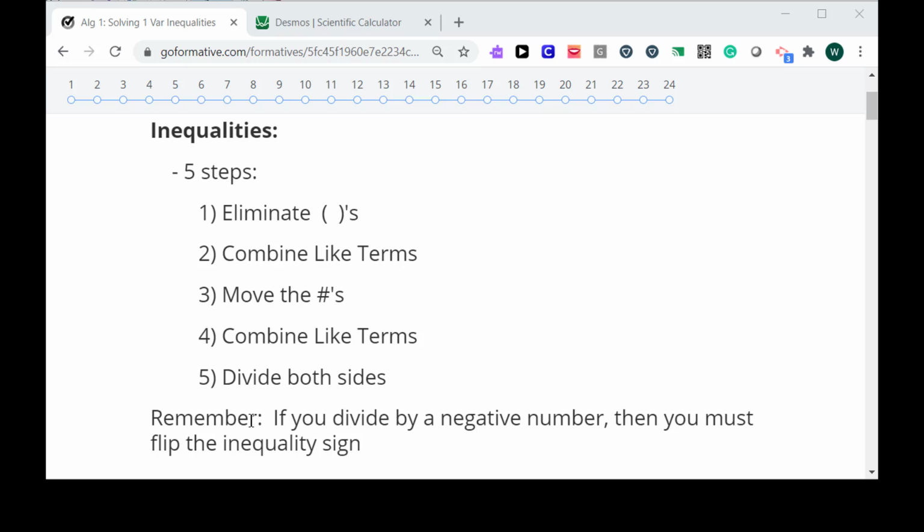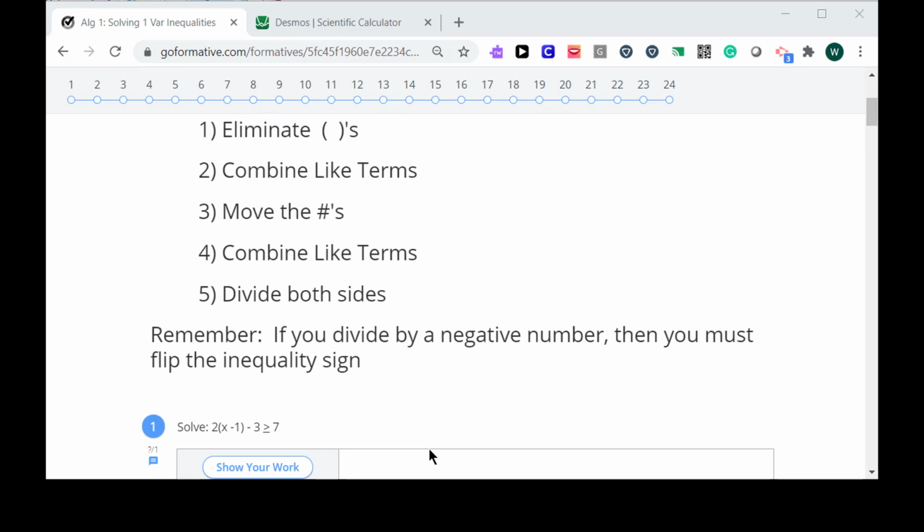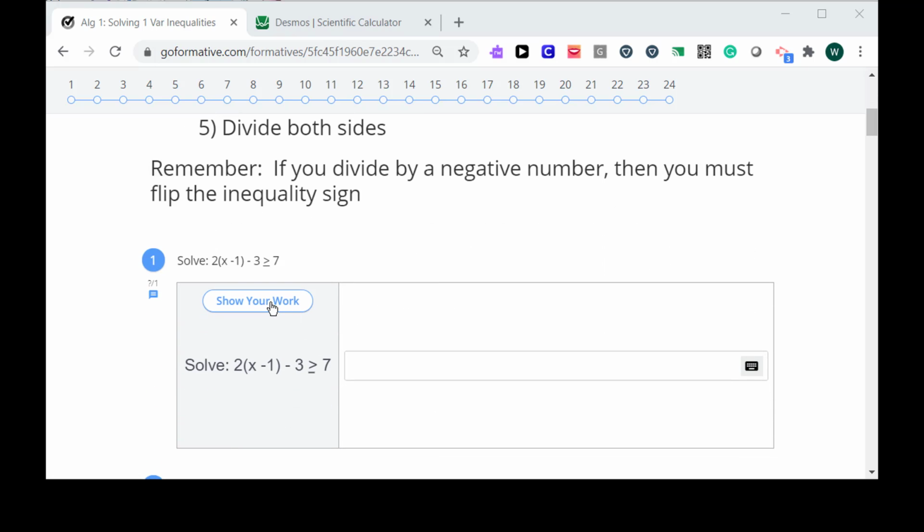There's one important rule that you need to remember about inequalities. And it is, if you divide by a negative number, then you must flip the inequality sign. So let's see how these rules apply in solving some examples. Here's example number 1.